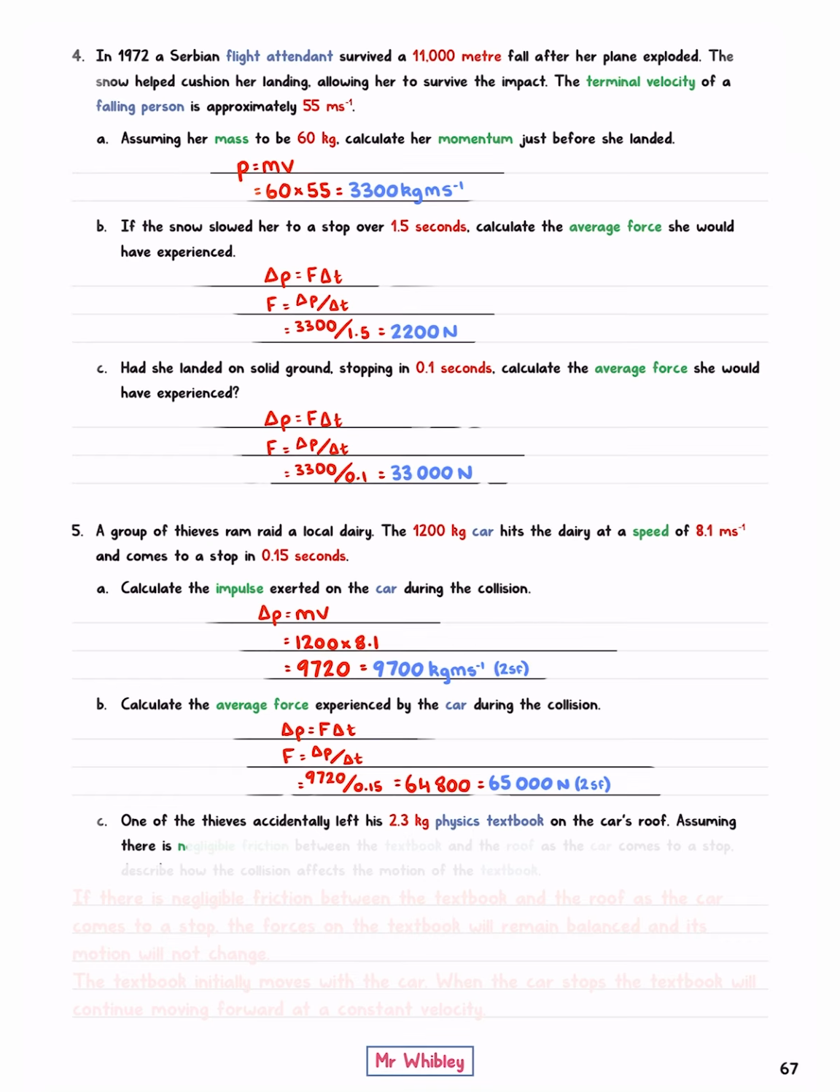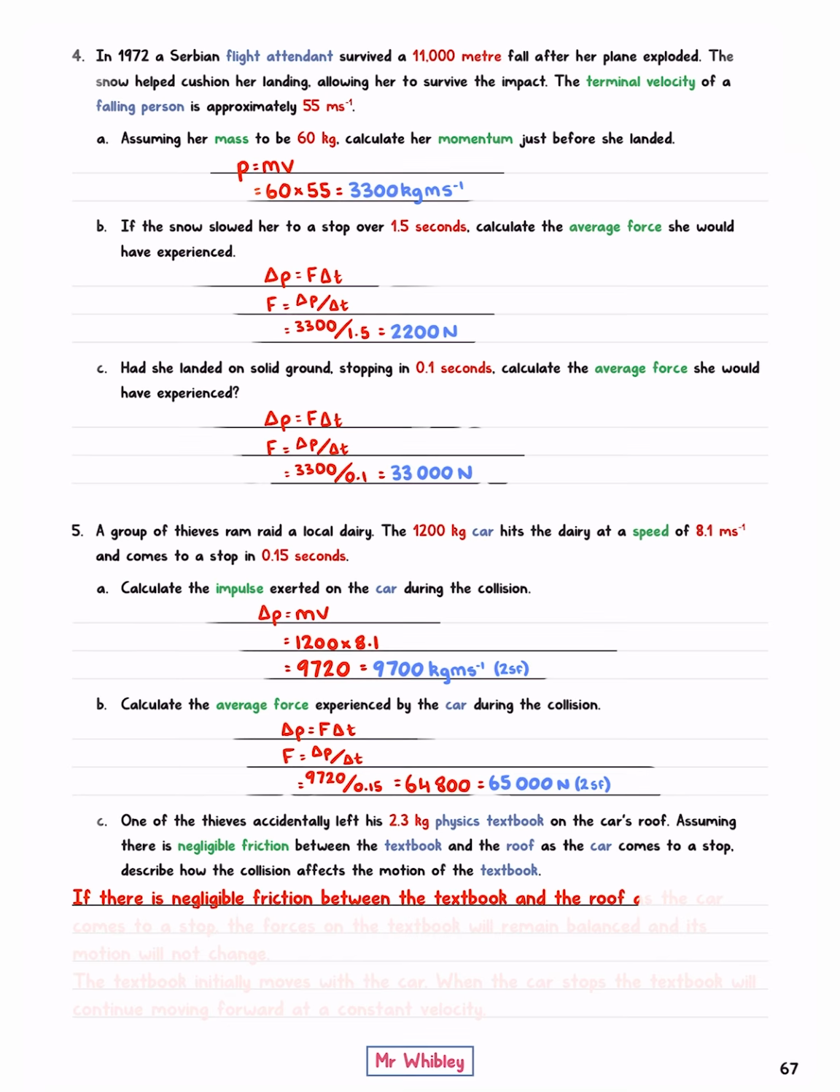Assuming there is negligible friction between the textbook and the roof as the car comes to a stop, describe how the collision affects the motion of the textbook. If there is negligible friction between the textbook and the roof as the car comes to a stop, the forces on the textbook will remain balanced and its motion will not change.